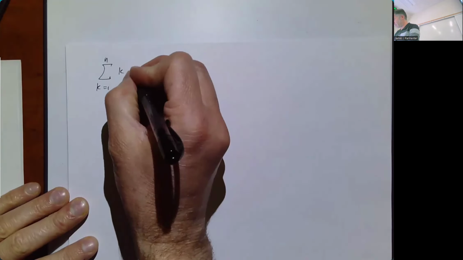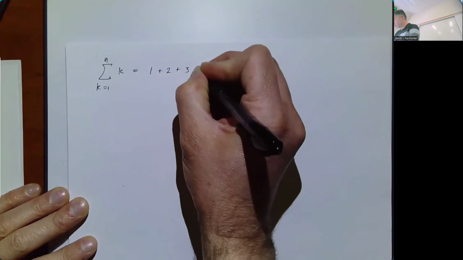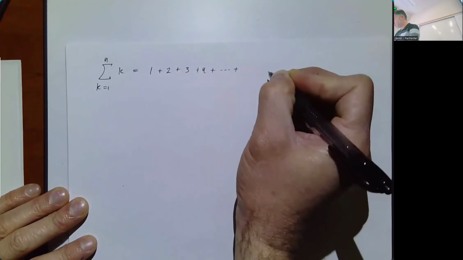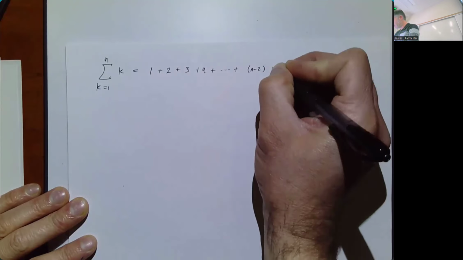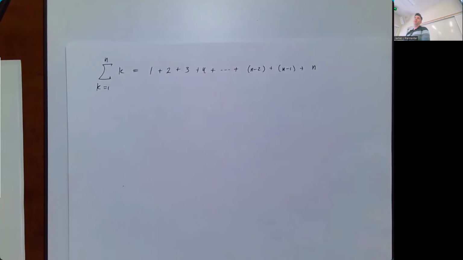So I'm just going to start adding up. I'm going to get 1, 2, 3, 4, plus all the way to n minus 2, plus n minus 1, plus the very last number, which is n, where n is some positive integer.